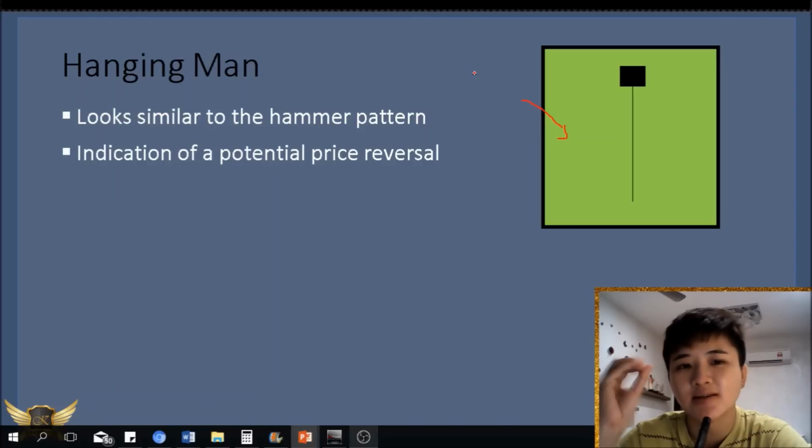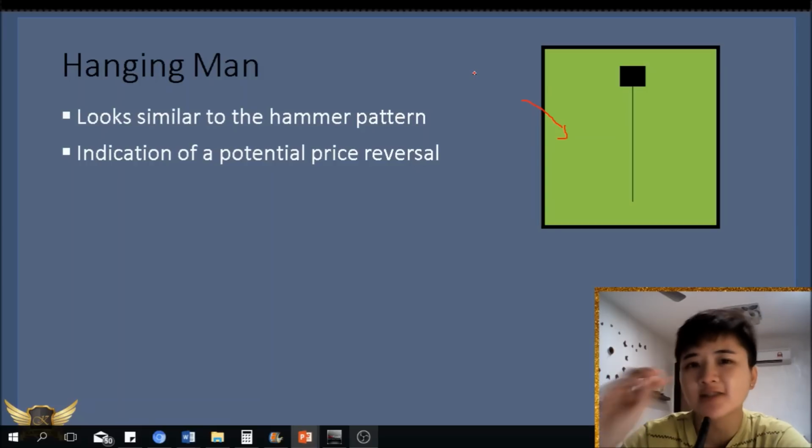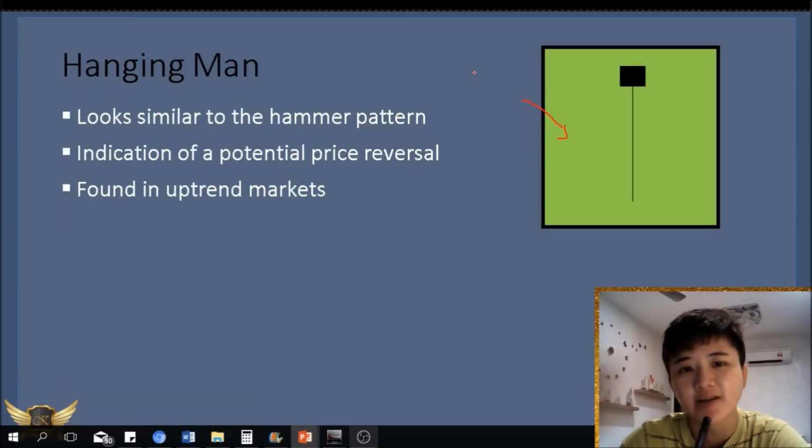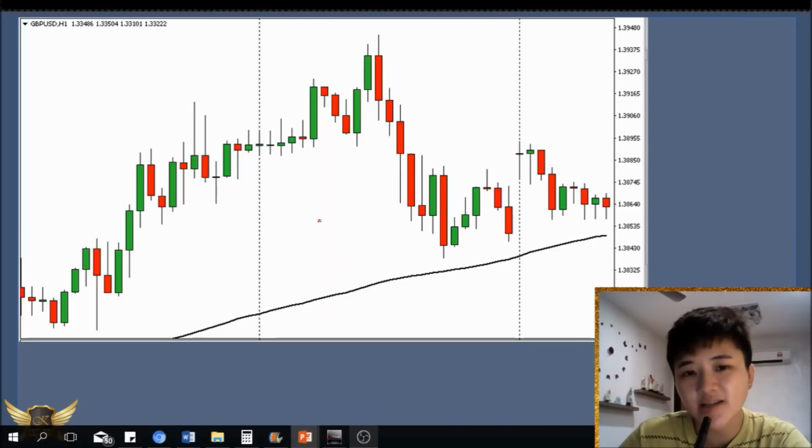One thing you see about the hanging man is that it looks very similar to the hammer pattern, and again same thing, it indicates that the price would potentially reverse, change in direction. And like I said, you can find the hanging man in the uptrend market. Ideally the wick has to be 2 times longer than the body, but if it doesn't, then it's still okay. The signal wouldn't be as strong.